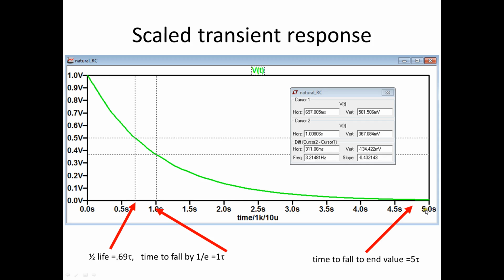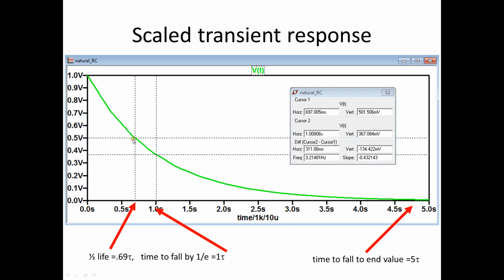And we can even plot this in terms of tau by left-clicking on the x-axis and just dividing the time by 1k by 10u. And you can see 1, 2, 3, all the way out to 5 tau. Now 5 tau is an important number because you're almost decayed to 0 by 5 tau compared to your initial starting condition. So something you need to know in any exponential circuit like this, after more than 5 tau, essentially a capacitor is discharged all its voltage.